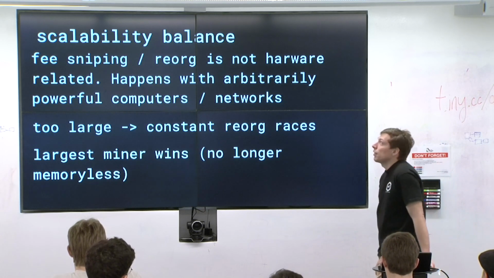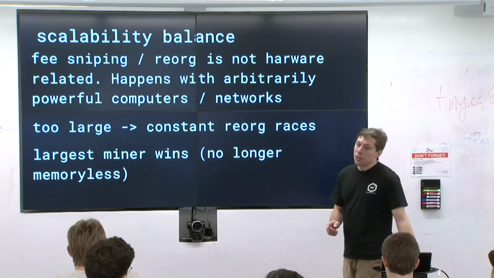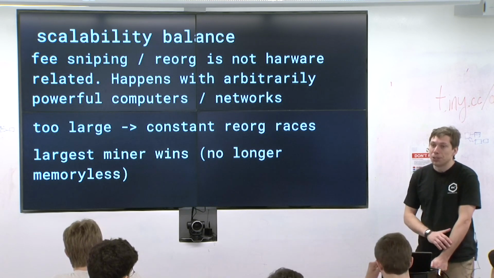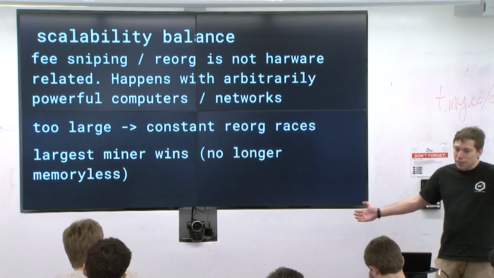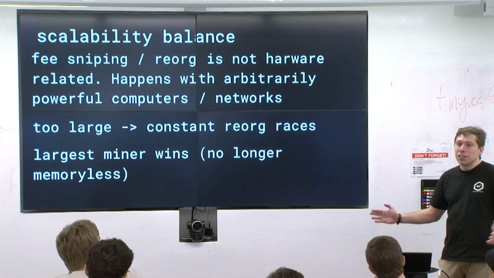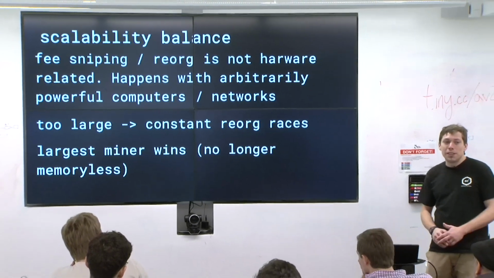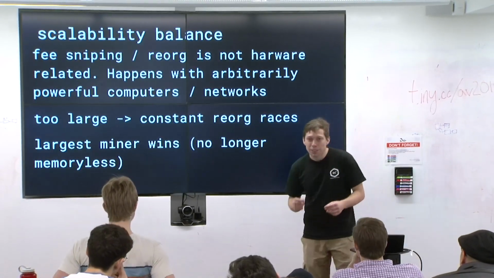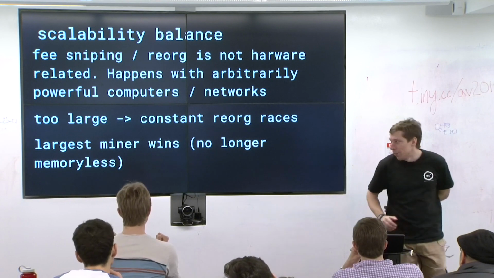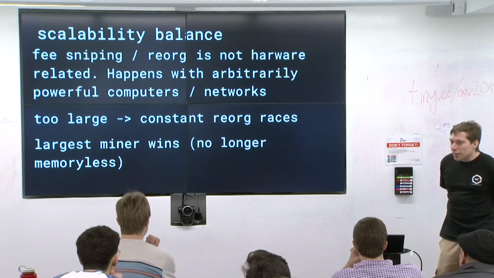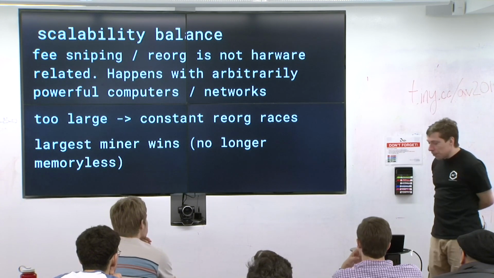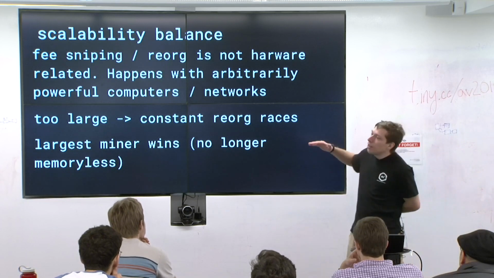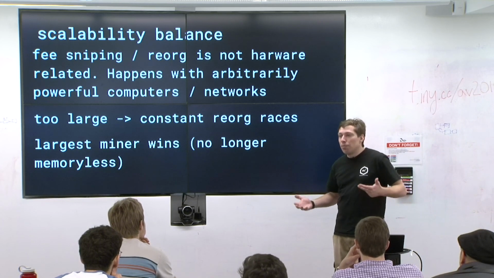However, the long-term fee sniping thing is not hardware related, right? Even if you had perfect computers, where this network can send any amount of data instantly and we've got unlimited hard drive space, you know, computronium, that's a thing, right? A theoretical maximum computer. Even if the hardware limits are not a limit at all, you still have to balance the block size.